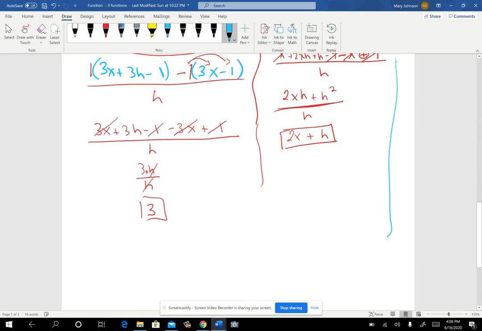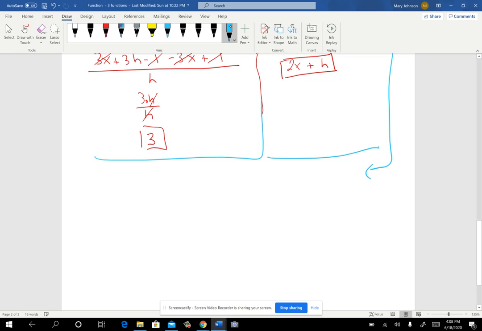Okay, you ready? All right, so that was the linear one, that was the quadratic one. So let's go right here. So we have 1 over x plus h minus 3 minus 1 over x minus 3, all of that divided by h.